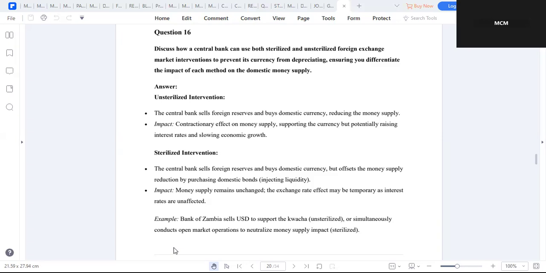And in terms of sustainability, if you're using the unsterilized interventions, there'll be limited sustainability, as foreign reserves can actually run out. Whereas if you're using the sterilized interventions, it's more sustainable, but maybe costly.